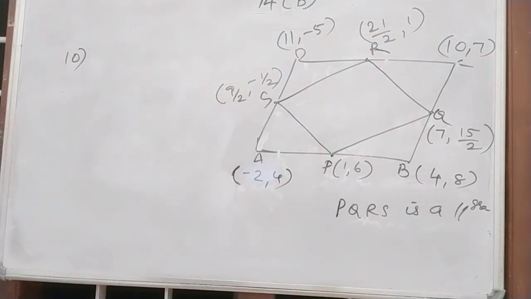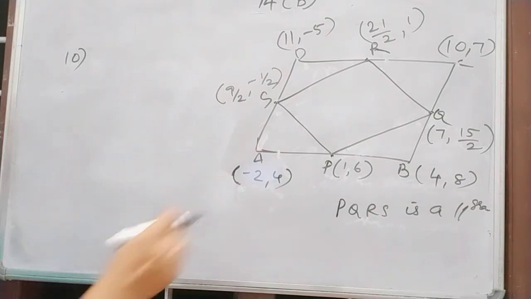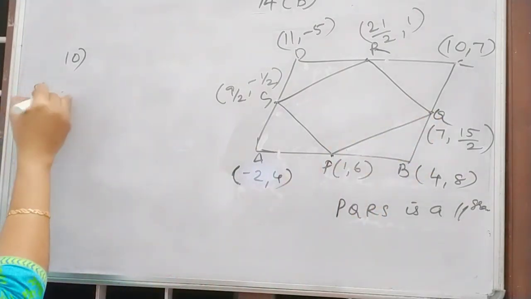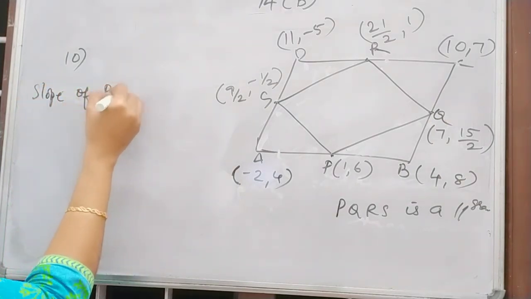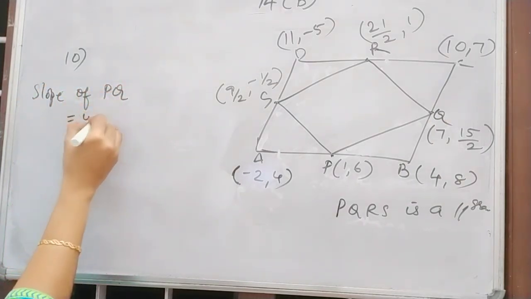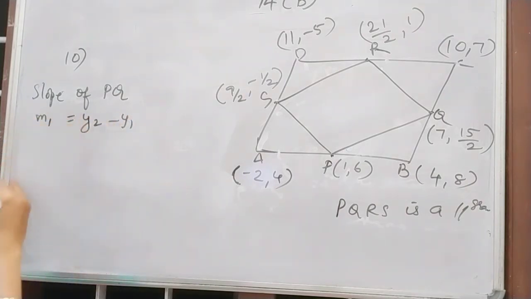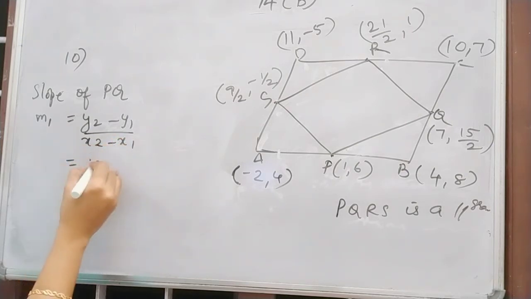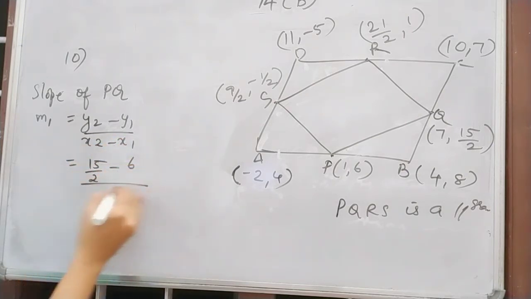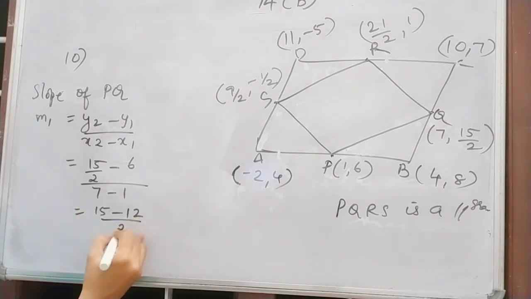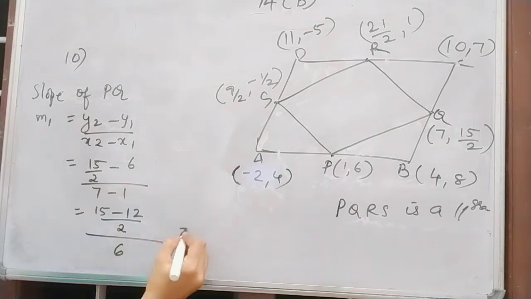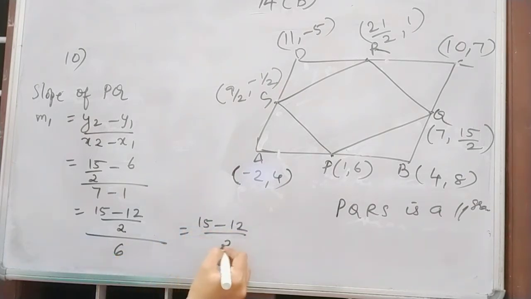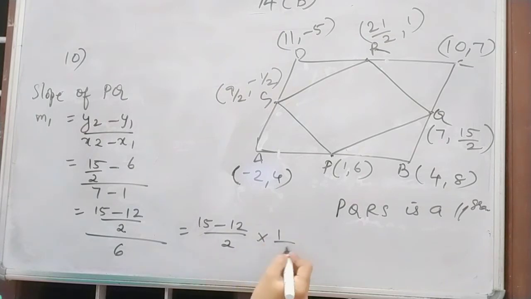We have to find out if PQRS is a parallelogram. For that we have to find the slope of PQ. Slope of PQ, which we mark as m1, is equal to y2 minus y1 divided by x2 minus x1. That is 15 by 2 minus 6 divided by 7 minus 1. So 15 minus 6 twos are 12, divided by 2, whole divided by 6, which is 15 minus 12 divided by 2 into 6, means 3 by 2 into 1 by 6.